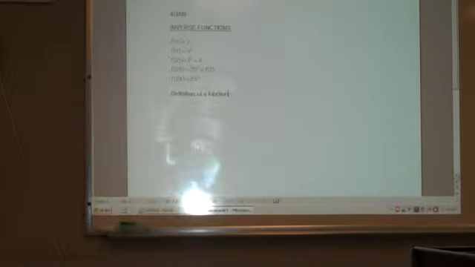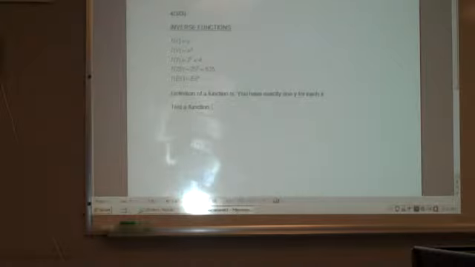All right, the definition of a function is you have exactly one y for each x. How do you test a function?